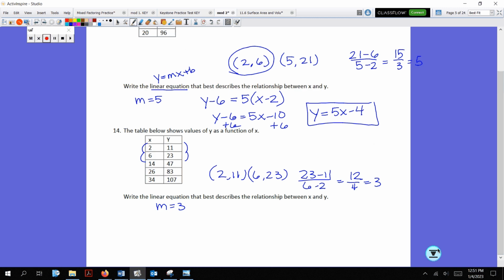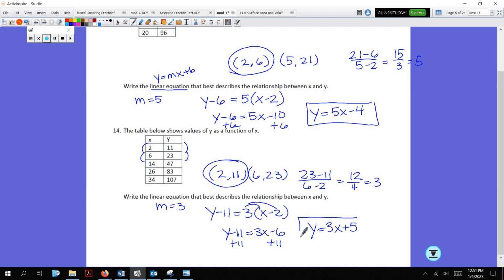And you pick any point you want. I'm just going to pick this one because it's right there. Y minus 11 equals 3 parentheses x minus 2. Distribute my slope and add 11. And I get y equals 3x plus 5. That is my equation of the line.